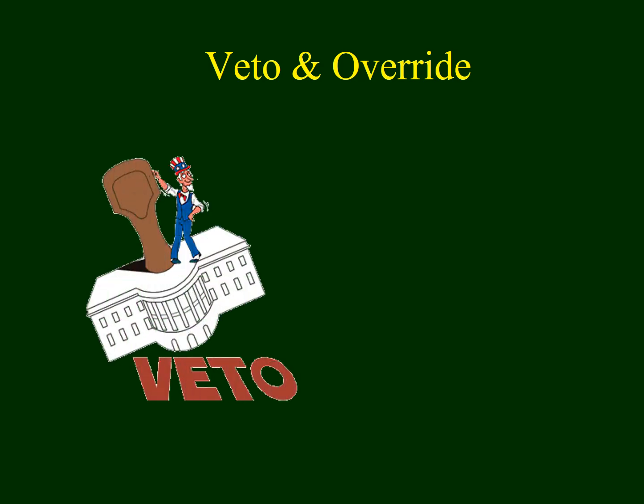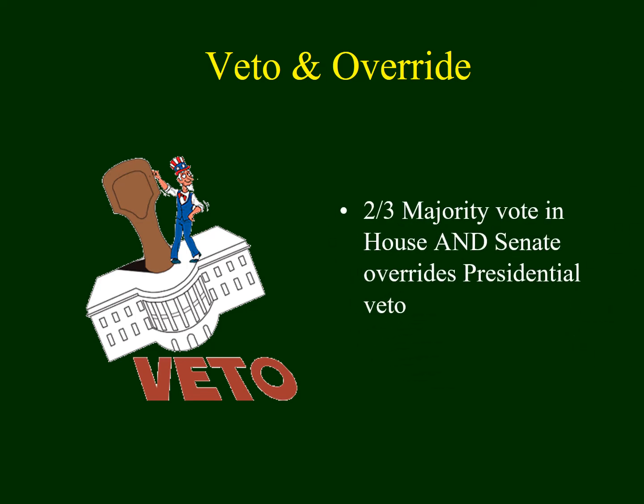So the president does have the authority to veto legislation. However, if the House and the Senate really want to pass it, they can vote on it again. And if at least 2/3 of the members of the House and 2/3 of the members of the Senate vote to approve it, that bill can become a law even without the president's approval. That's called a veto override.